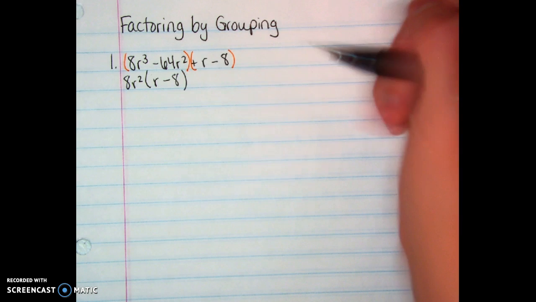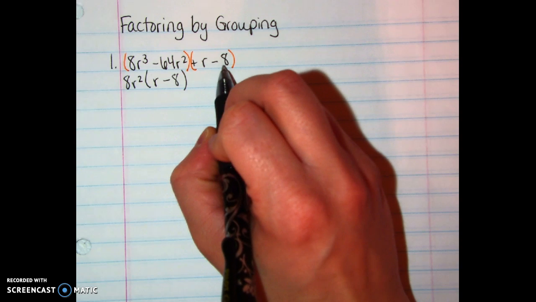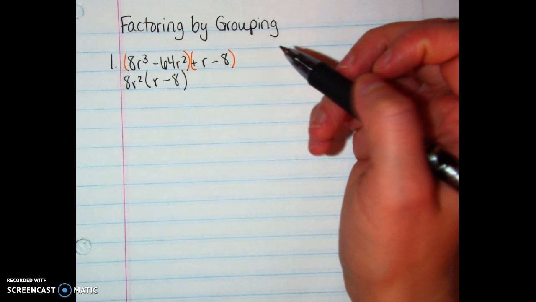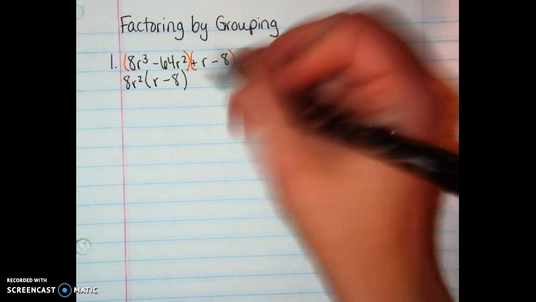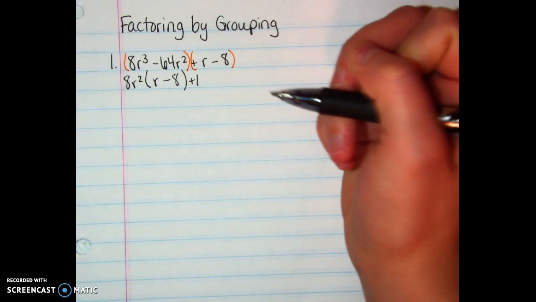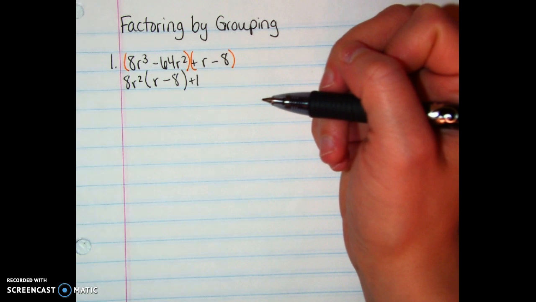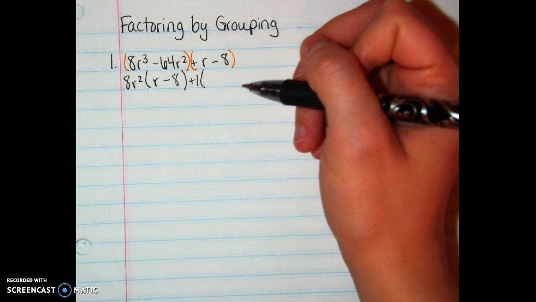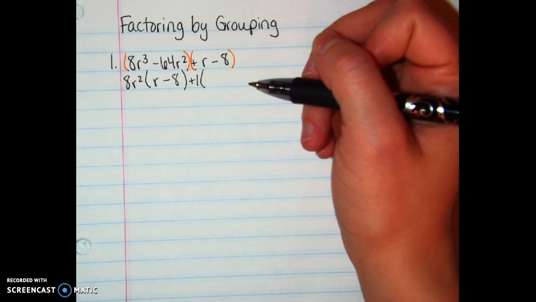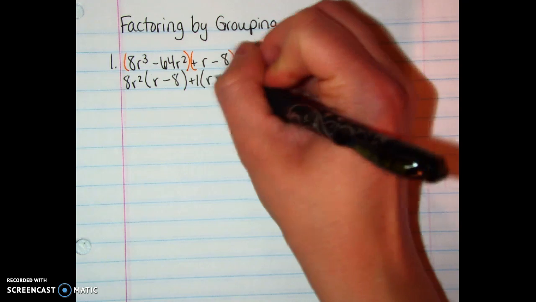Now you do the same thing over here. GCF of r and 8 is nothing, but we need a placeholder, so I'm going to bring out a 1. And make sure you put that plus sign there. So if they don't have a GCF, just bring out a plus 1. And then it's r minus 8.